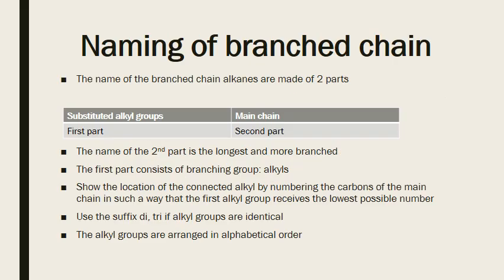Naming of branch chain. The names of branch chain alkanes are made up of two parts: the substituted alkyl group and the main chain. The main chain is always written as the second part, and the substituted alkyl groups are named as the first part. The second part is named after the longest and most branched chain. The first part consists of branching groups, the alkyls, just as we saw before. Show the location of the connected alkyl by numbering the carbons of the main chain in such a way that the first alkyl group receives the lowest possible number. Use the prefix di or tri if alkyl groups are identical. The alkyl groups are arranged in alphabetical order.